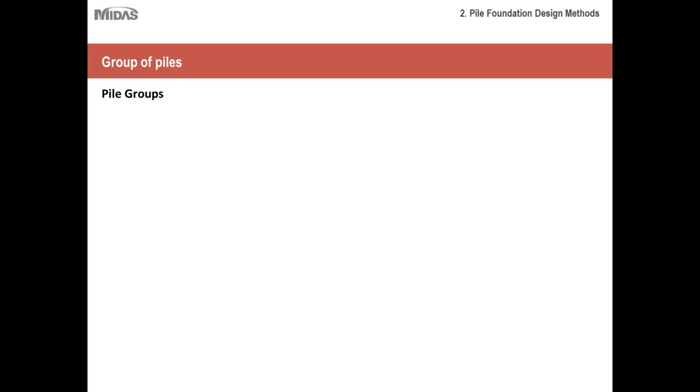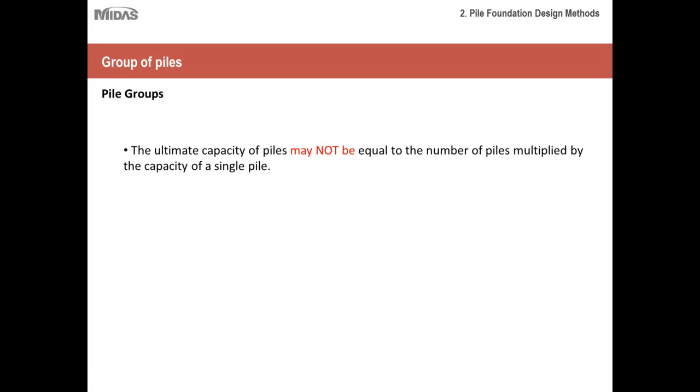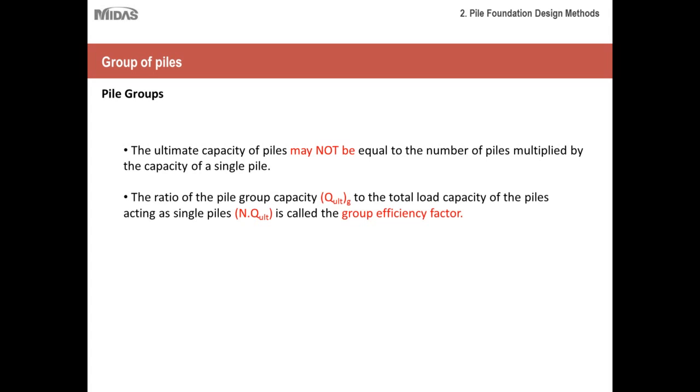So certain facts about pile groups. The ultimate capacity of a pile group may not be equal to the number of piles multiplied by the capacity of a single pile.